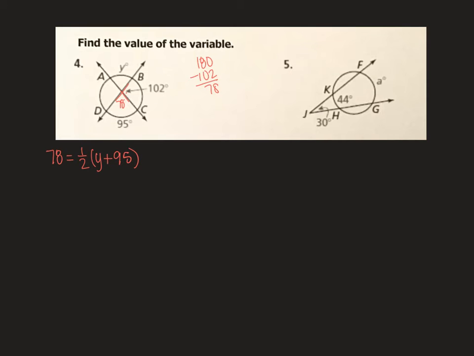So I'm going to solve for y. I'm going to multiply both sides by 2 so that I don't have to distribute a 1/2 and deal with a fraction. So 156 equals y plus 95. And then to get y by itself, I'm going to subtract my 95, which leaves me with an arc of 61 degrees.